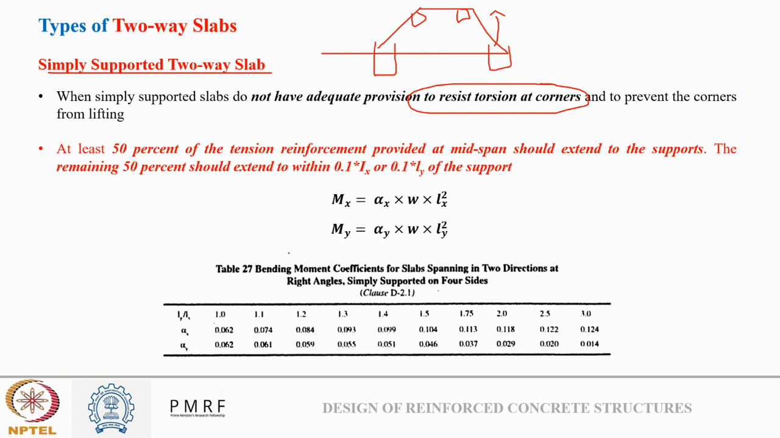And in these, the coefficients of how much load will be acting in x direction and how much in y direction, the factors, we get from Table 27 of IS 456. Depending upon the ratio of Lx and Ly, we can get the values of alpha x and alpha y. Now, this statement written here, we will see later what it means: 50% tension reinforcement provided in the midspan should extend to the support, and the remaining 50% should extend within 0.1 Lx and 0.1 Ly of the support. This statement we will see later today in the class when we talk about reinforcement detailing.